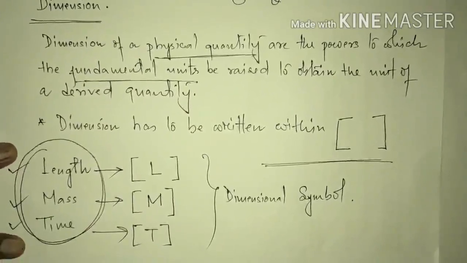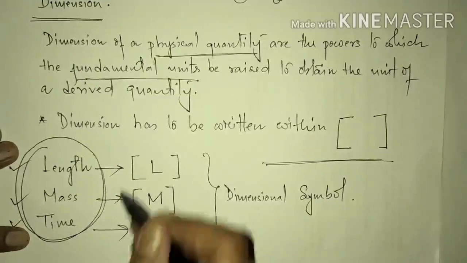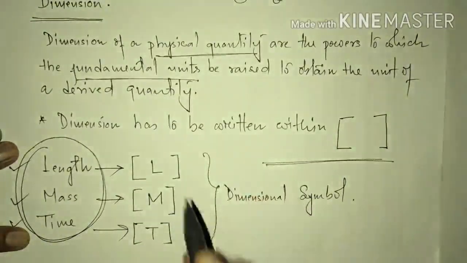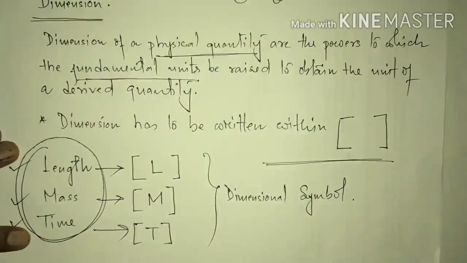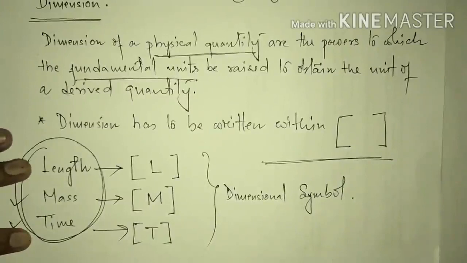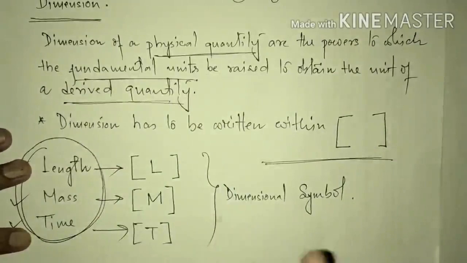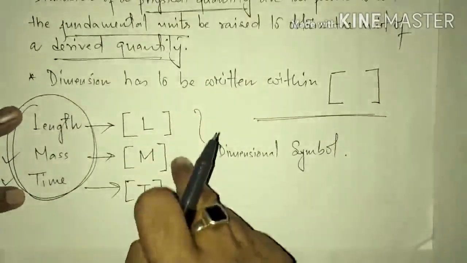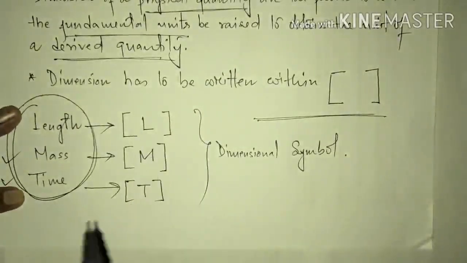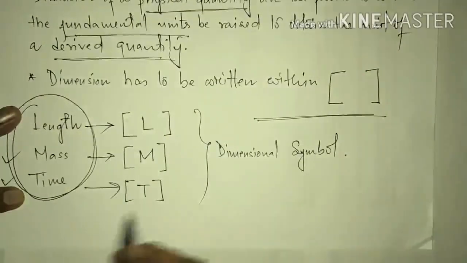And therefore, in order to represent the dimension of any derived quantity, we have to depend on these L, M, T, because derived quantities are the quantities which depend on fundamental quantities for their measurement. So if we wish to represent the dimension of any derived quantity, it has to be expressed in terms of these symbols L, M, T. When I have written L, it automatically implies that the power of L is here 1, here the power of M is 1, here the power of T is 1.